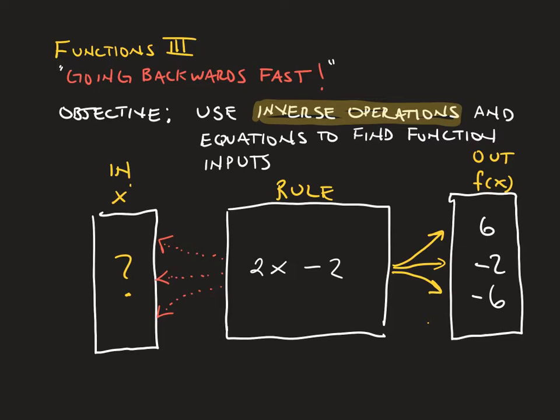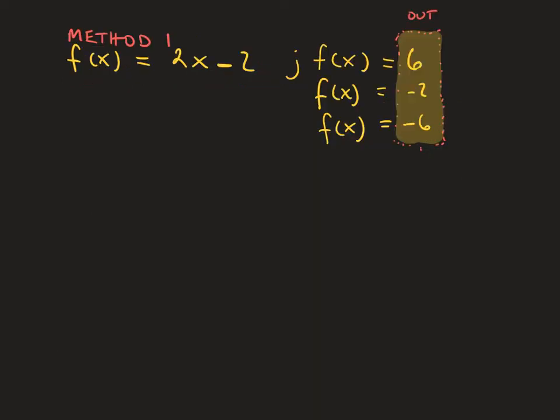Suppose you had a function and a rule and outputs, but you had no idea what the inputs were. How are we going to figure out what the inputs are? Some of you would be able to look at a rule like this one, 2x minus 2, and look at the outputs and just figure out what those inputs are. But that's not going to be easy for everyone. So today we're going to learn a mathematical way to work backwards and go from outputs through the rule to determine the inputs of a function.